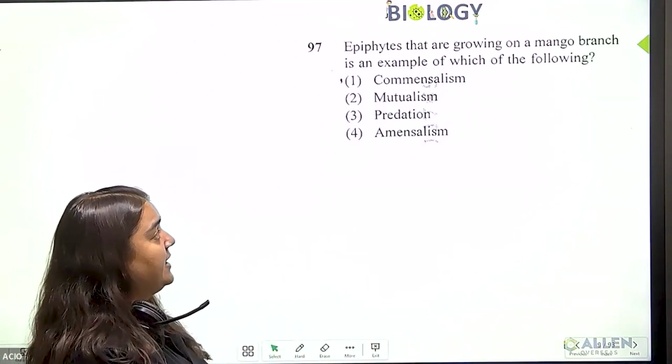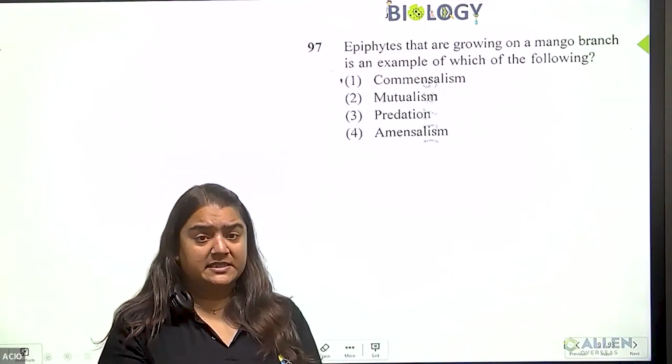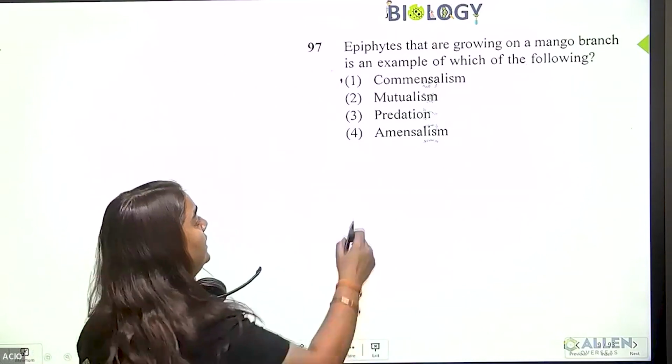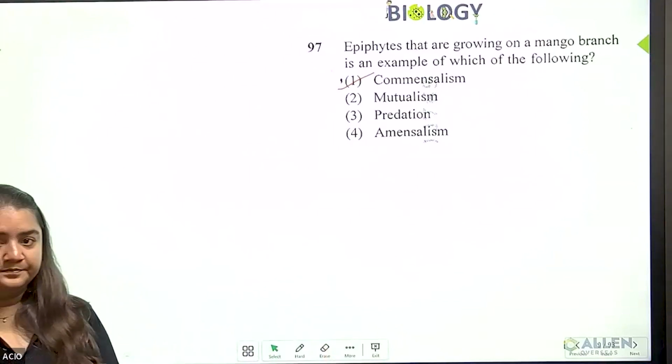Next. Epiphytes growing on a mango branch are an example of which of the following? Direct NCERT question. It's the example of commensalism. So the first one will be the option. Next one.